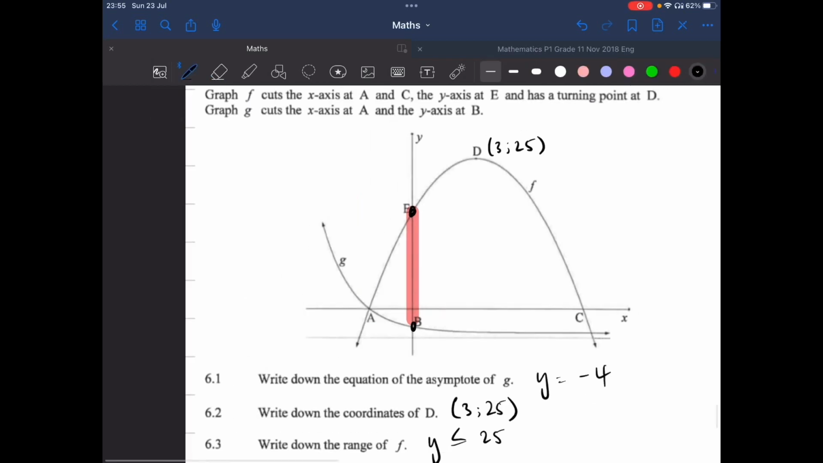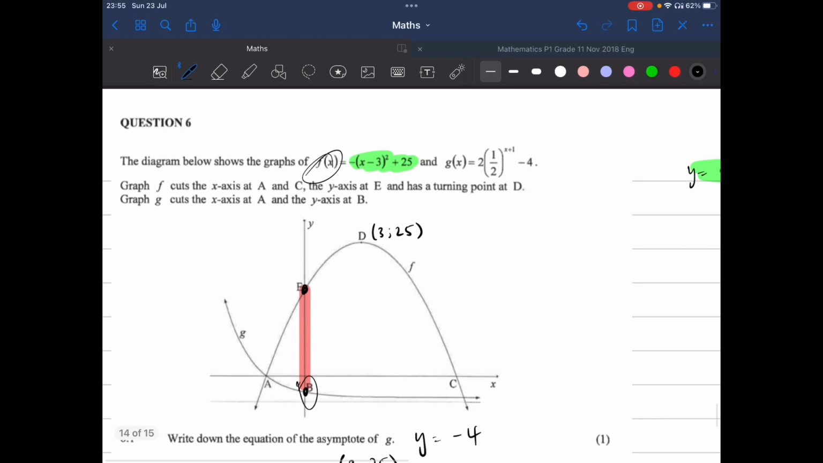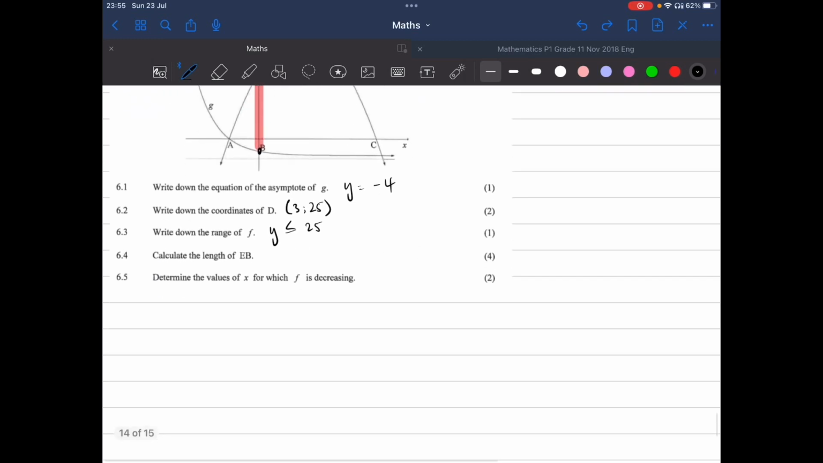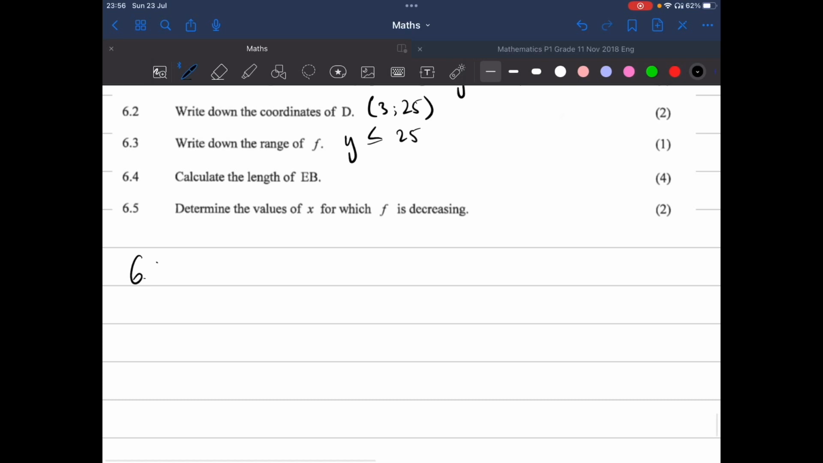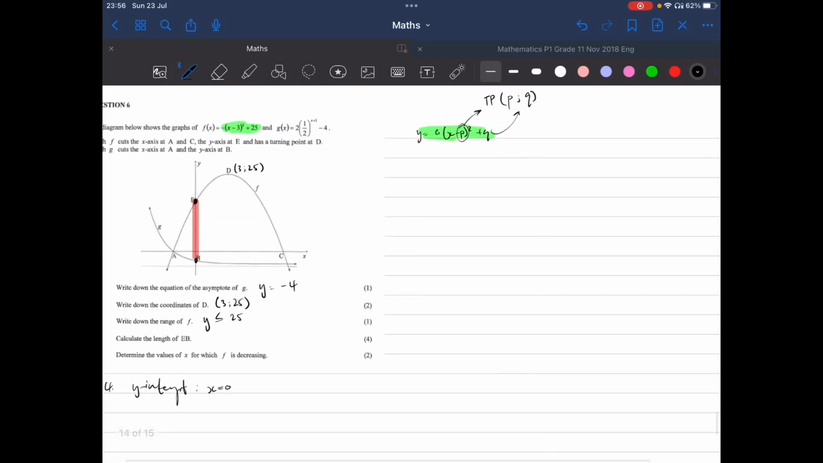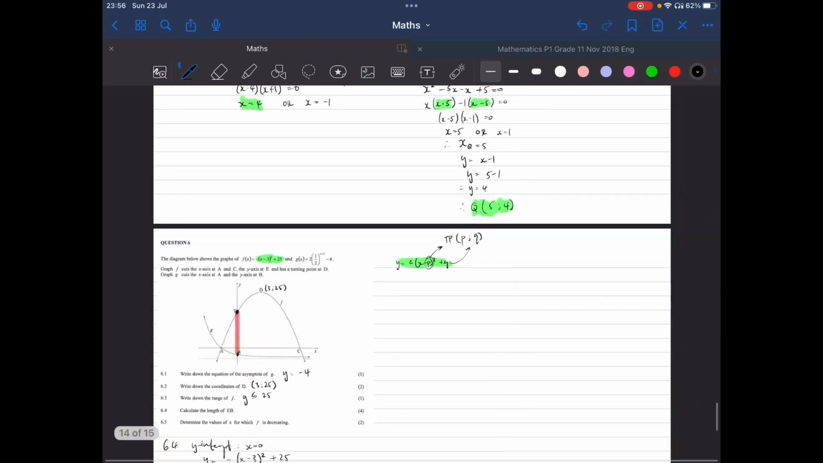So point E represents the y-intercept of f of x, while B represents the y-intercept of g of x. Okay, so basically all this question is asking you is to find the two y-intercepts. Okay, so 6.4, y-intercept, x equals 0. Let's start with f of x. So y is equal to minus x minus 3 squared plus 25.